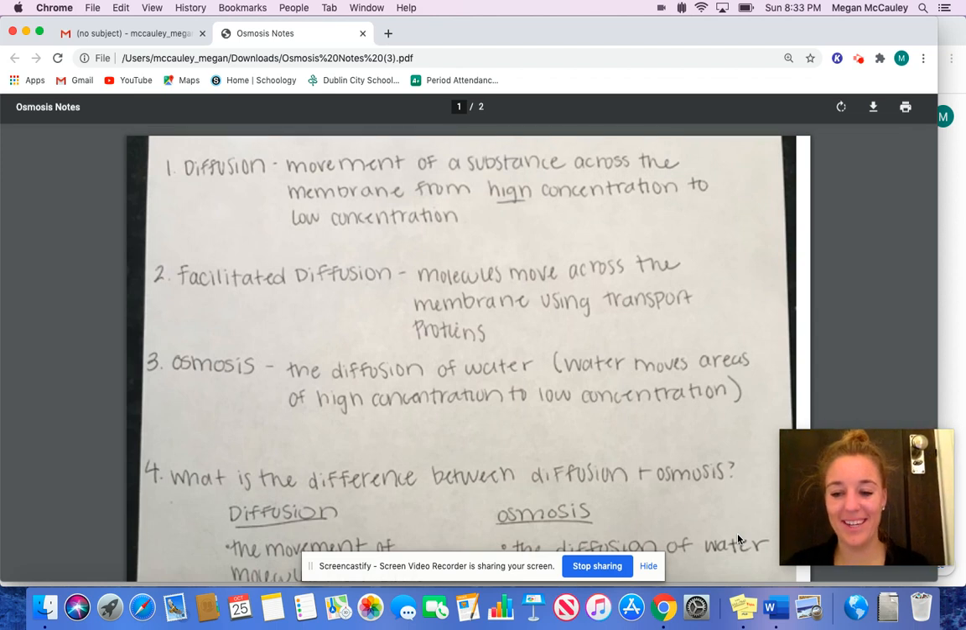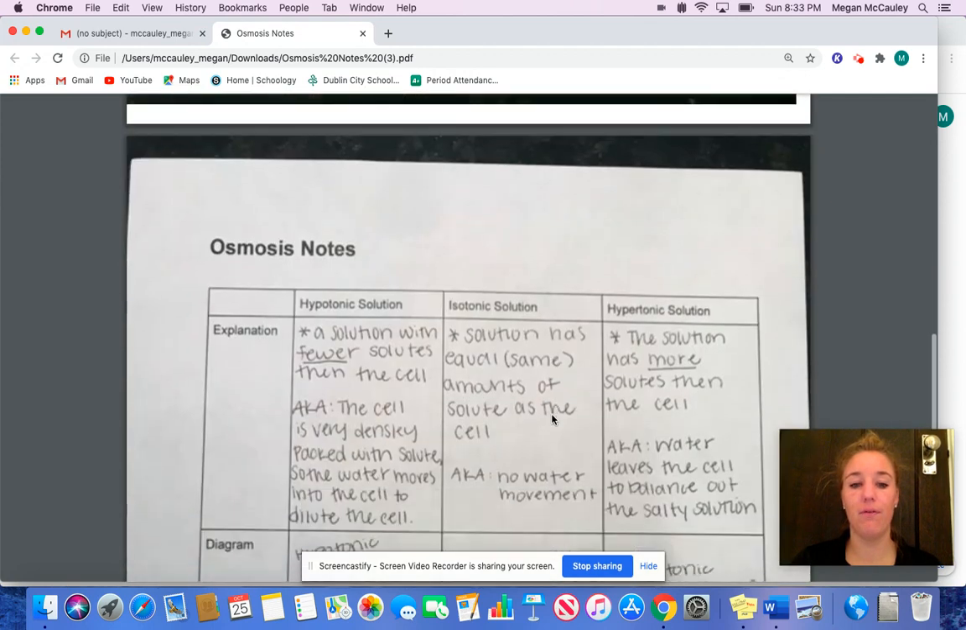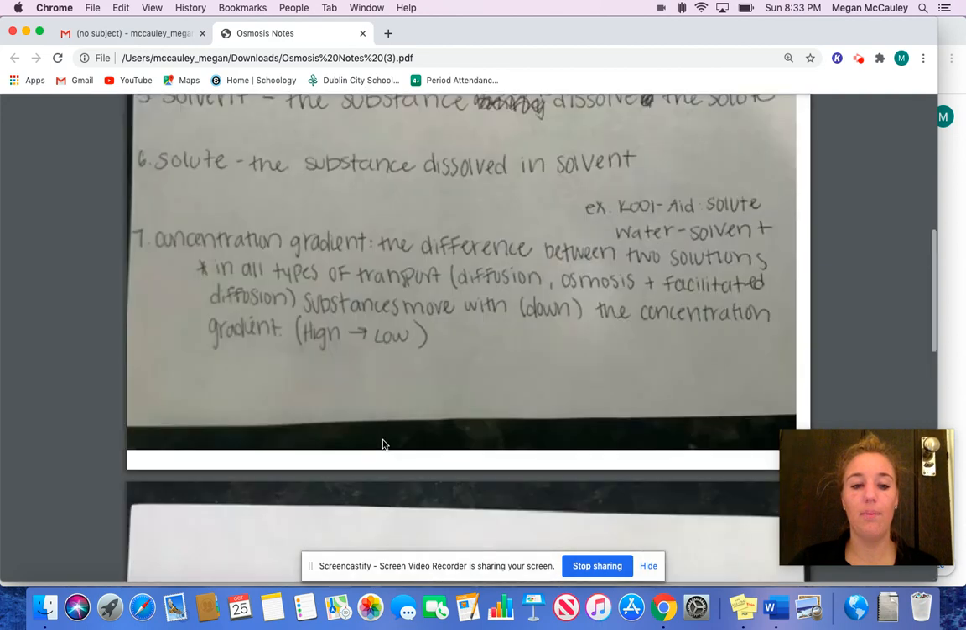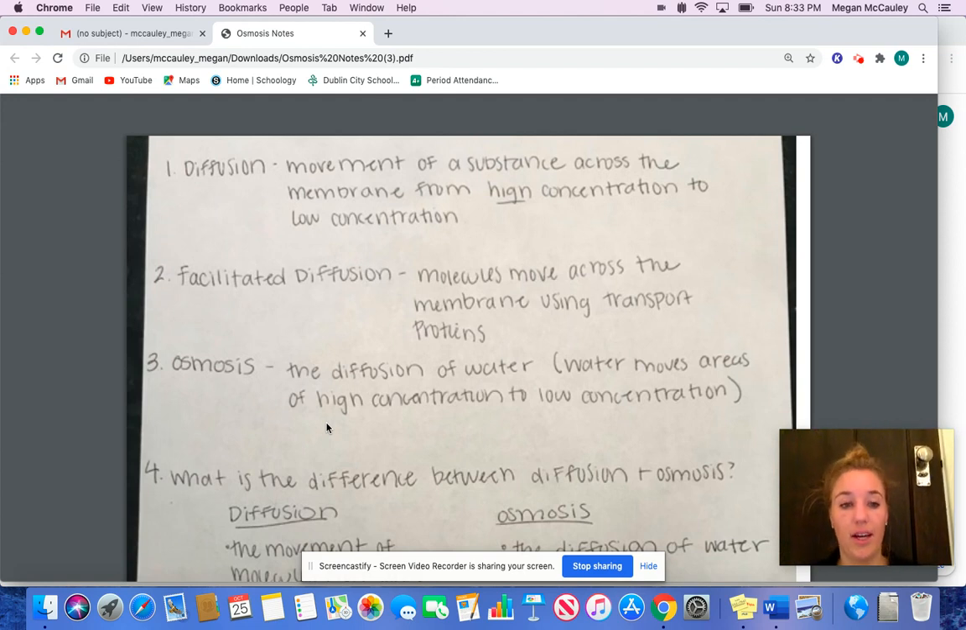Hi guys, happy Monday. So today we're going to talk about diffusion and osmosis. You should have the notes pulled up and you should be filling them in. The front of the notes looks like this, osmosis notes. Now the back of my notes are handwritten, but you should have these exact definitions or words to define as I go through them. So the first is diffusion.